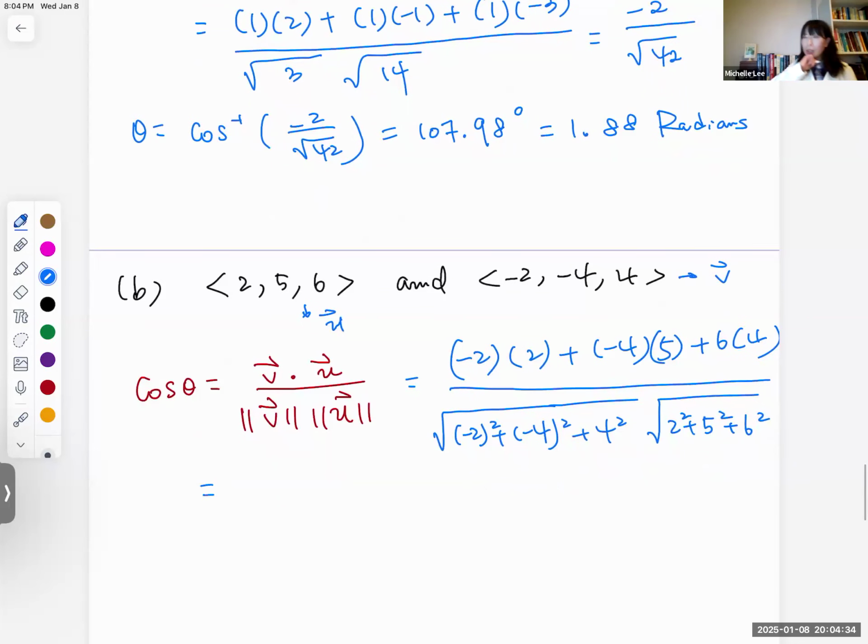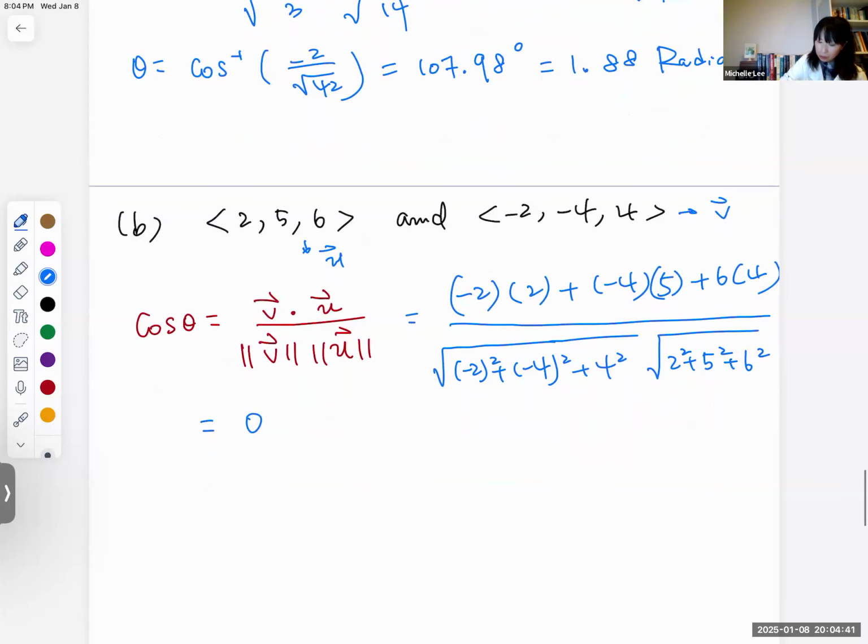Okay, what do you get? The numerator. So we get 0, right? Okay, cosine theta equal to 0. What do you get? Then theta will be pi over 2, which is 90 degrees. Excellent. Good job.